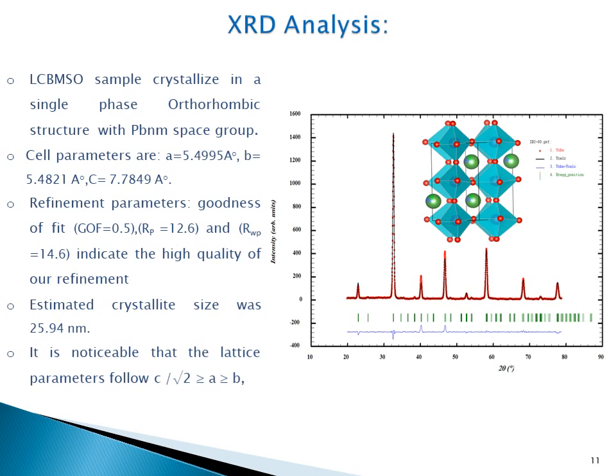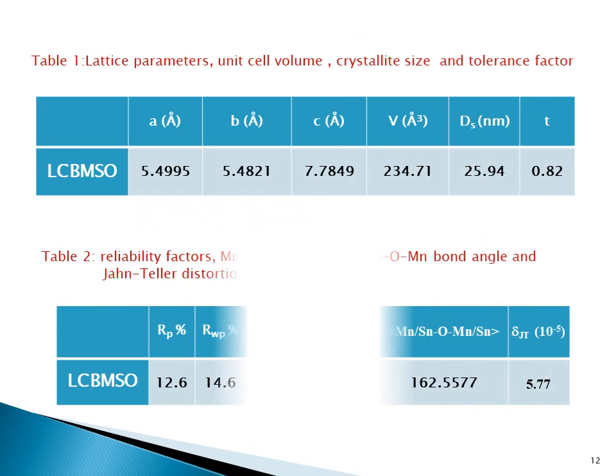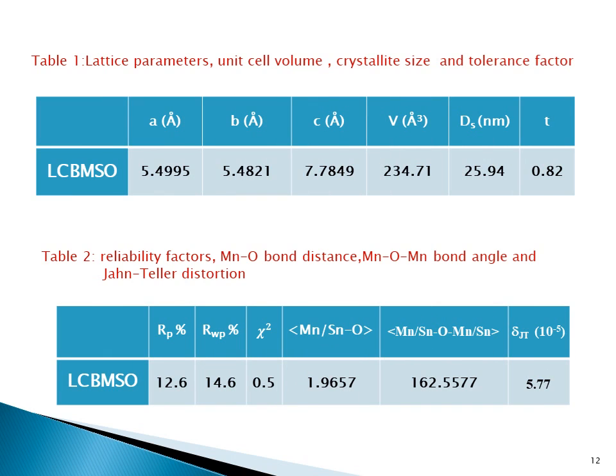The reliability factors justify the high quality of our refinement, and the estimated crystallite size was found to be around 26 nanometers. It is notable that the lattice parameters follow this relationship. This signifies that our sample has an O-type lattice distortion, originating from the Jahn-Teller effect. And those tables show the parameters obtained from the Rietveld refinement.